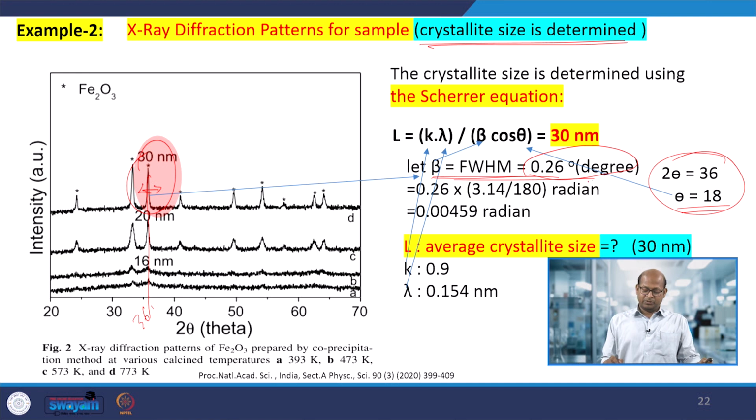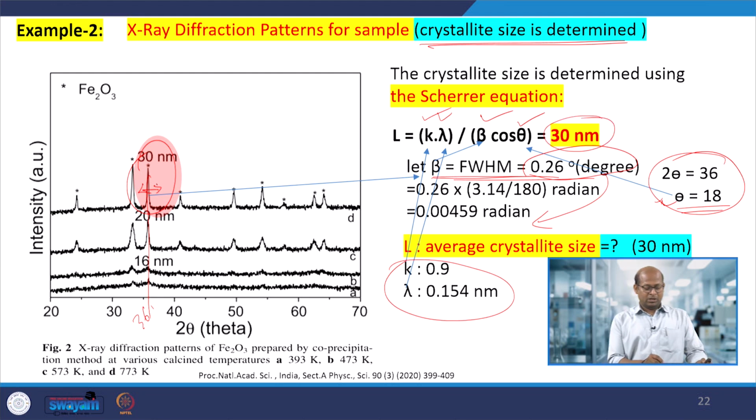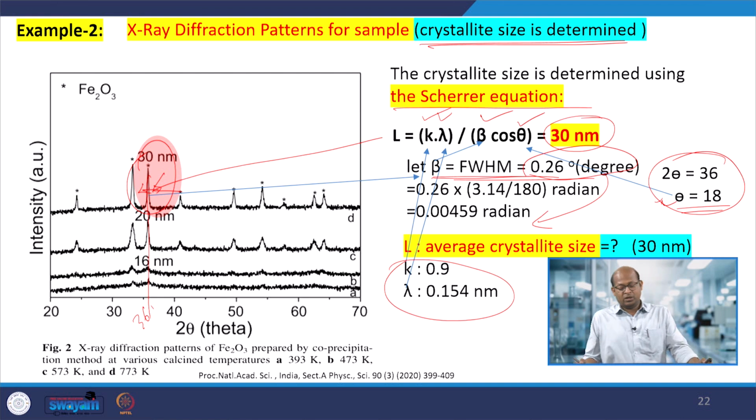We converted that into radians, and then K and lambda values we know, and theta value we know. So putting in theta, beta, K, and lambda, we can get the crystallite size of this particular peak, which is 30 nanometers. In that way, using the Scherrer equation, we can calculate the crystallite size of particular planes or peaks present in that material.